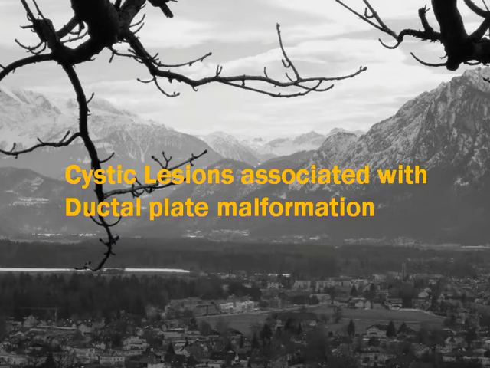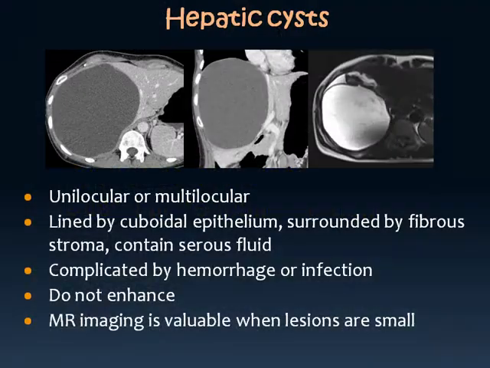Let's move on to the first group, cystic lesions associated with ductal plate malformation. Hepatic cysts are common lesions in the liver and usually can be divided into unilocular or multilocular varieties, and it is lined by cuboidal epithelium surrounded by fibrous stroma and contains serous fluid. It is often complicated by hemorrhage or infection.